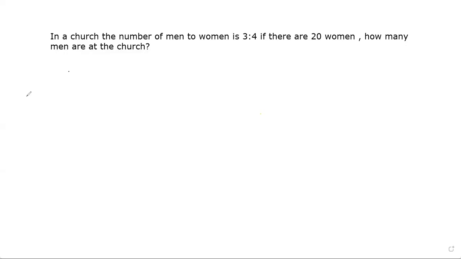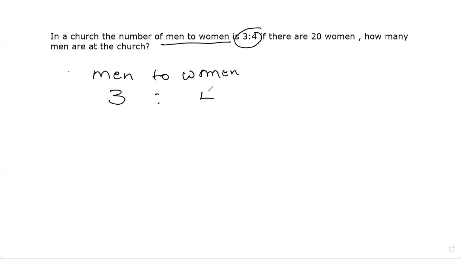Alright, it said in a church, the number of men to women is 3 to 4. If there are 20 women, how many men are at the church? Again, the order matters. See there, it says men to women. So I'll write it, men to women. That's the first thing. See the ratio here? That means that 3 go to men and 4 go to women.